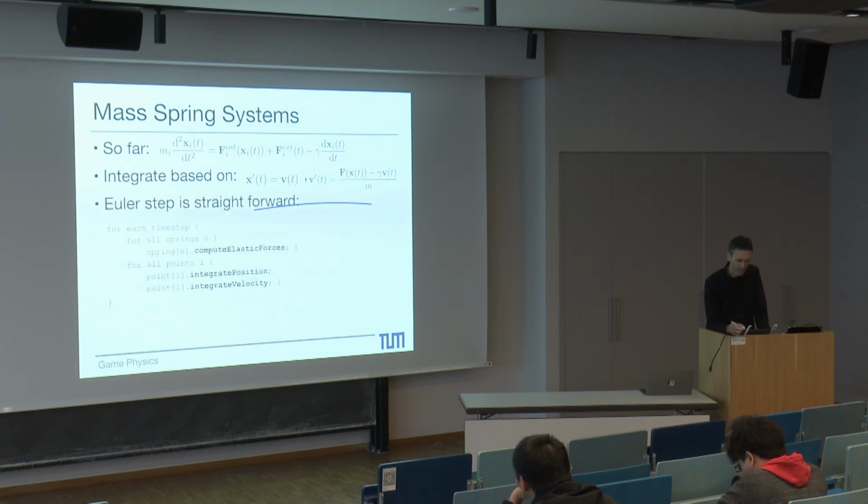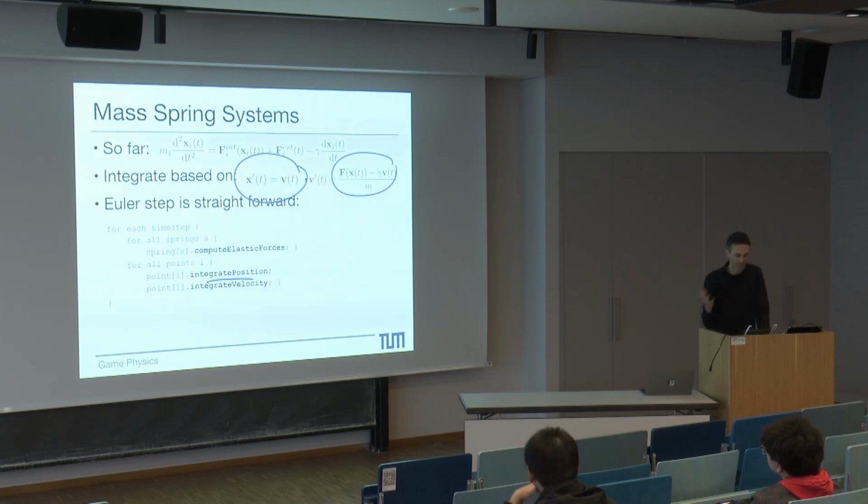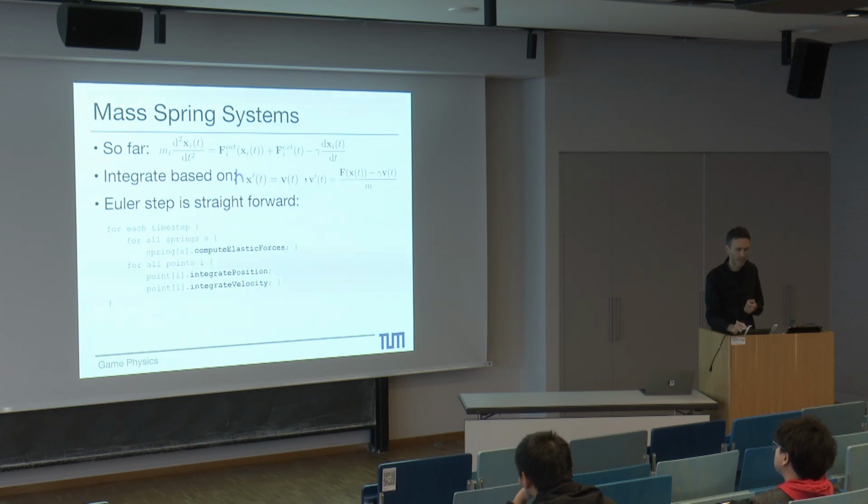I had this toy example in the beginning for mass spring systems where we did exactly that. We said, well, we know velocity is our change of position. Let's integrate our positions with an Euler step. We have forces, maybe even a damping term. That's our acceleration. Let's change the velocity correspondingly with some step size h. So an Euler step amounts to multiplying this quantity with h and adding it up, right? So this is pretty easy to do.